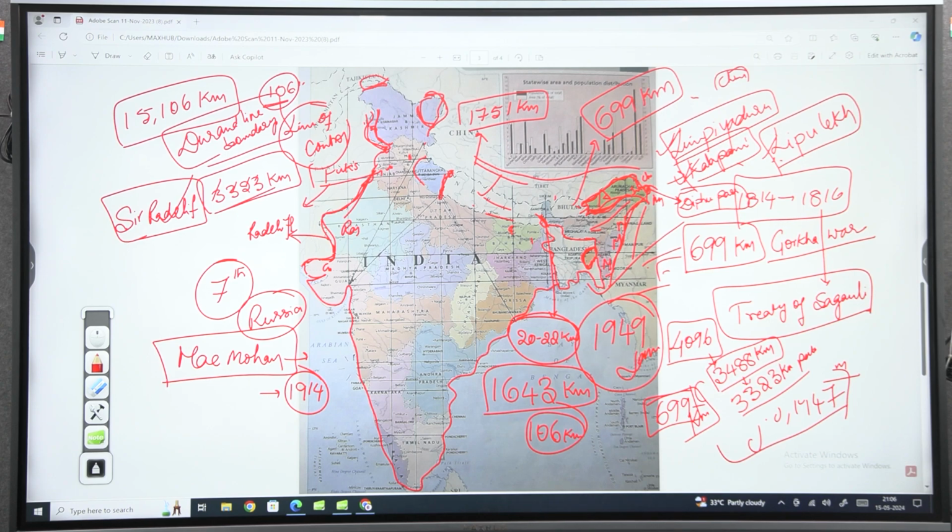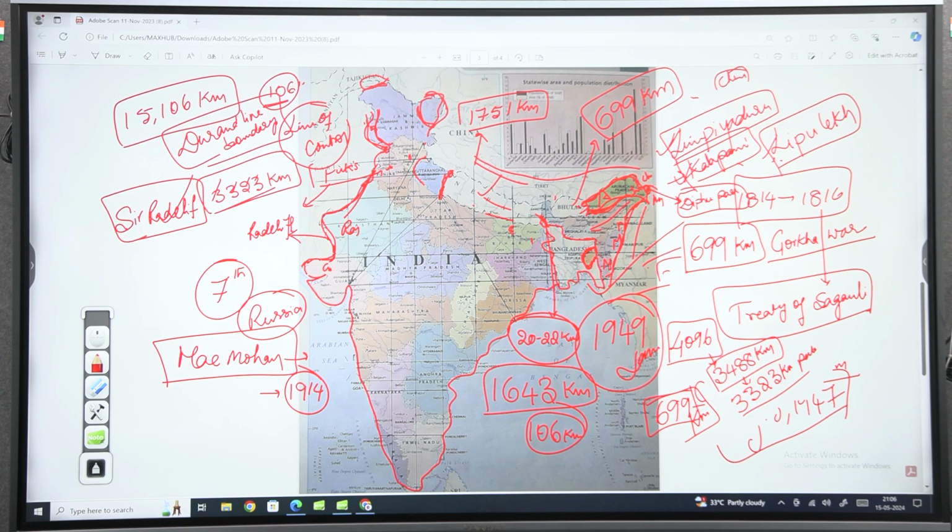Okay, line of control. The line of control is with Pakistan only. We have got that line of control.